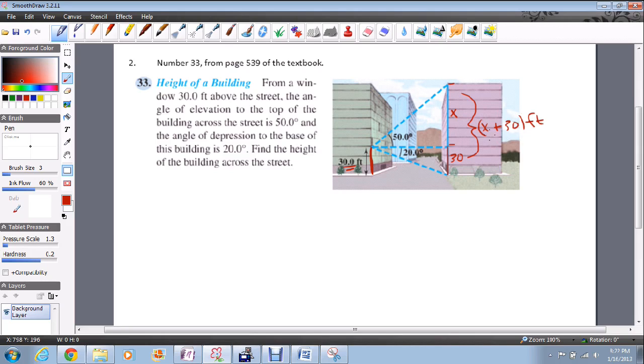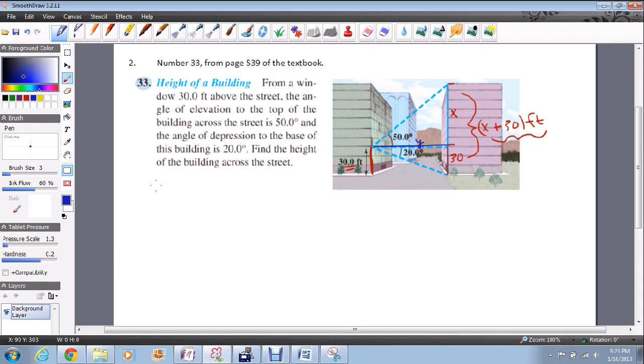So let's figure out what x is, and then we just add 30 to it, and we'll have our final answer. So I'll come back to this later and put our answer here. Well, in order to find x, we need to find something in this bottom triangle. So what I'm going to do is call this line here y, and I'm going to figure out what y is, and then I can use y to figure out what x is. So I'm going to set up an equation.